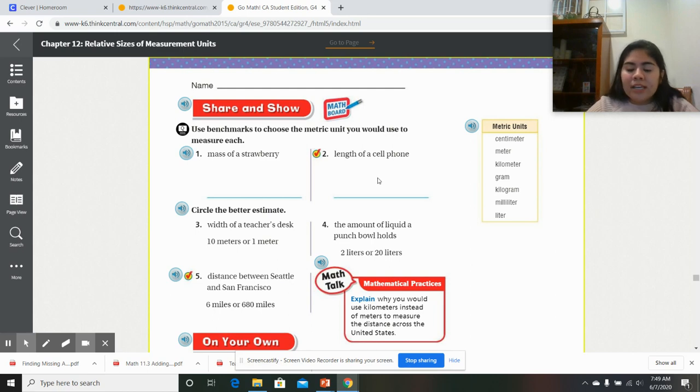So if you look at the length of a cell phone, well, we talked about these being measurements of a length, right? A centimeter is equal to this front side of your finger. A meter is about the length of a door, which is actually pretty wide. I can't even show you on my camera. And then a kilometer is almost like a mile, right? So if we want to measure the length of a cell phone, am I going to use a kilometer, which is almost like a mile?